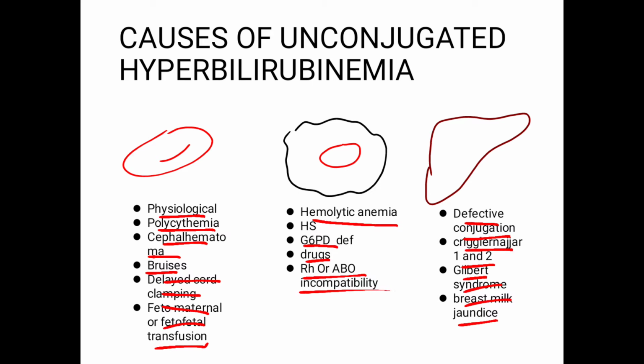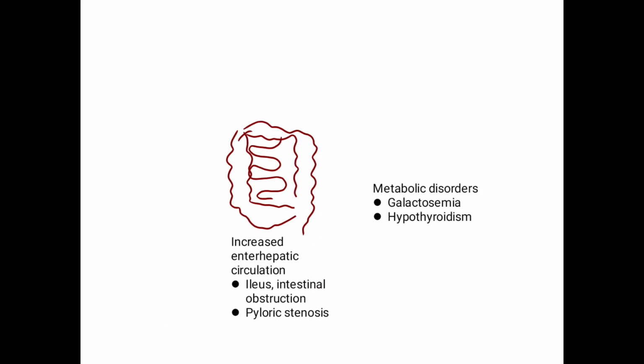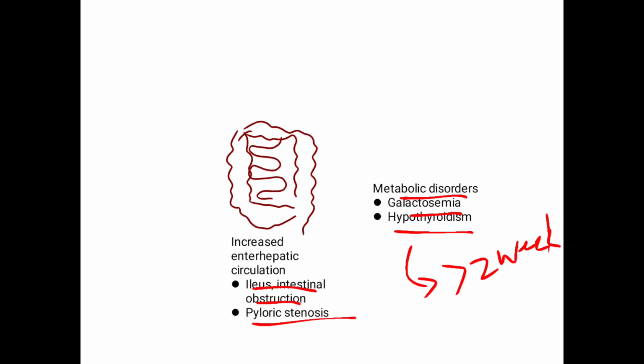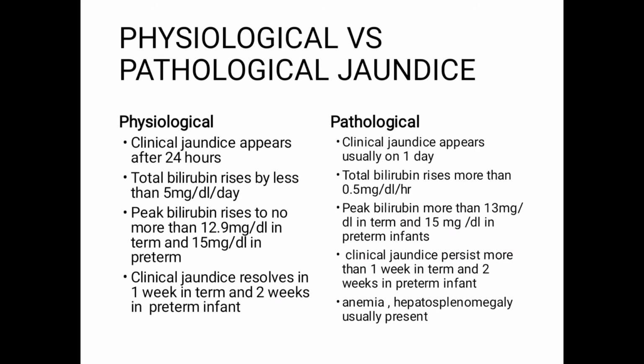Breast milk jaundice: again, there are certain deconjugators present in the breast milk of some mothers, which leads to deconjugation of the bilirubin and buildup of unconjugated bilirubin levels. Increased enterohepatic circulation is present in conditions like ileus, intestinal obstruction, pyloric stenosis, and metabolic disorders like galactosemia and hypothyroidism. In both of these conditions, the jaundice usually persists for more than 2 weeks, and jaundice that persists for more than 2 weeks is known as persistent jaundice.